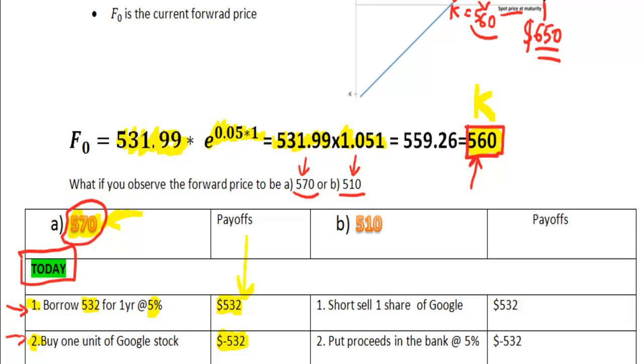Okay, so we covered the case where the forward price is actually above the theoretical 560. What strategy can we implement if the current forward price is actually below 560? Here in our case, 510. So let's think about this.